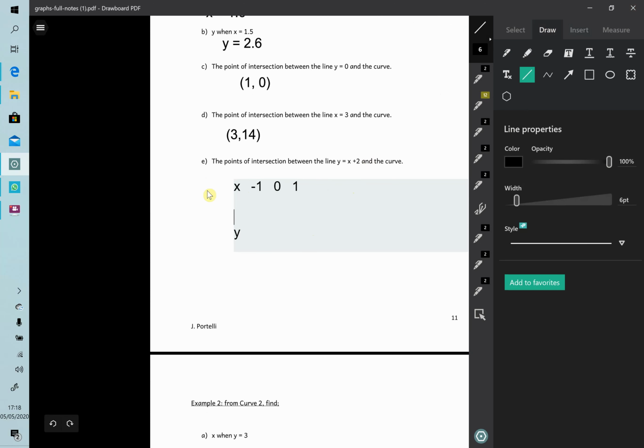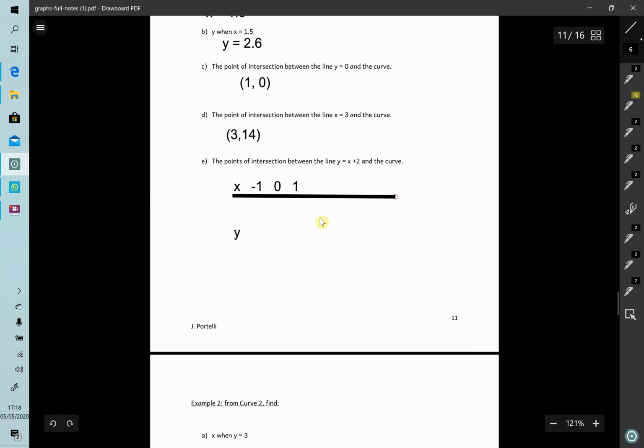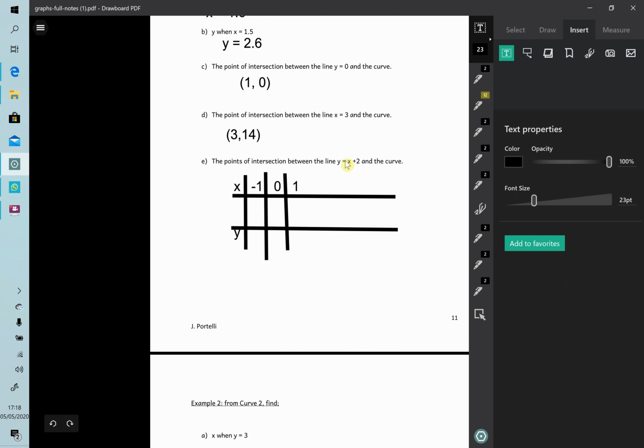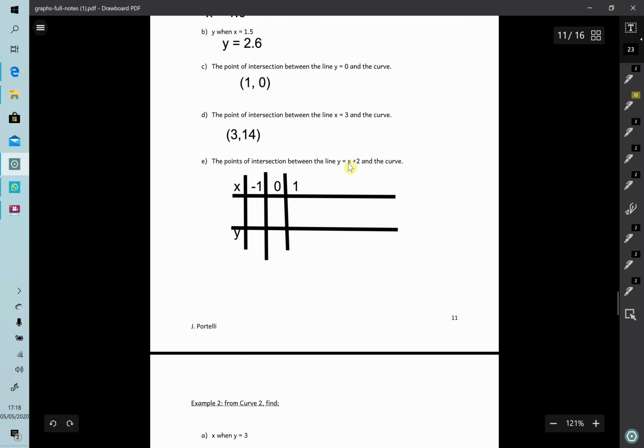So let me draw the line. So I have a line here and a line here between them. Now let me continue writing. My equation is telling me that to get the value of y, I need to get the x value and add 2. So here I'm going to have x again, and here I'm going to have plus 2. That means plus 2 here, plus 2 here, and plus 2 here.